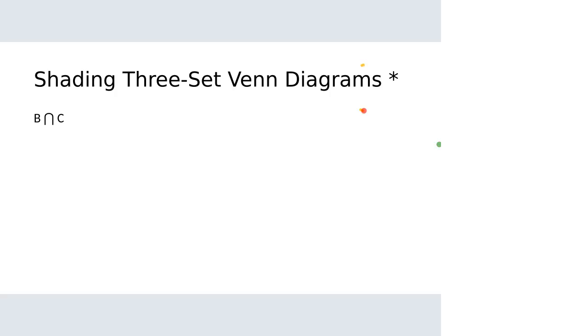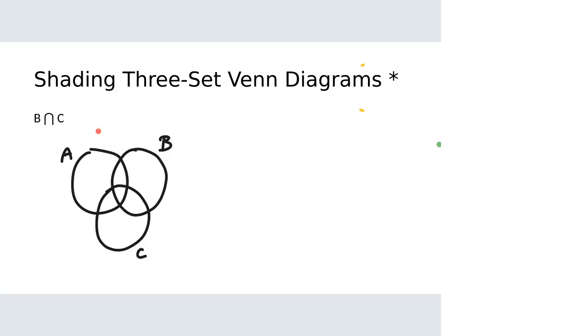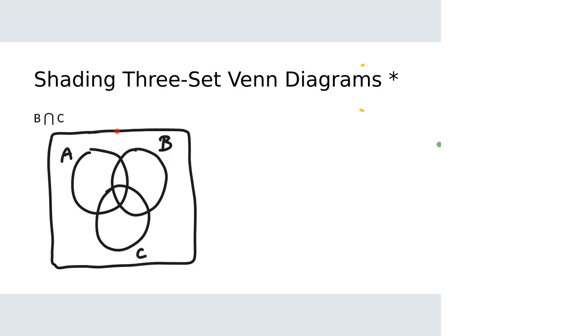All right, so we're supposed to shade a three-set Venn diagram. So we're going to start by just making a three-set Venn diagram. So there's set A, set B, set C, and our universal set to frame everything in. Okay, we're trying to shade B intersect C. It's intersect. So right away, I know that I'm looking for the elements that are in both sets, the elements that are in B and C, the elements that are in the overlap of those two sets.